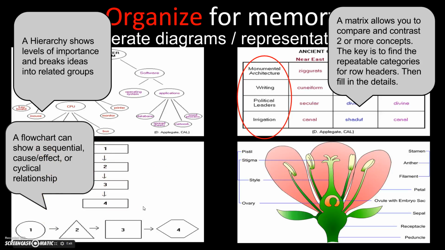Cause and effect, relationships of a cyclical or sequential nature. Again, very common, very useful for mathematics as well, or any science experiment. But again, history will do this.